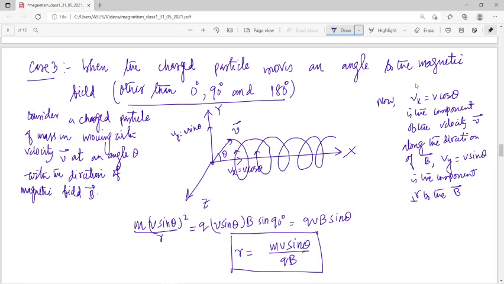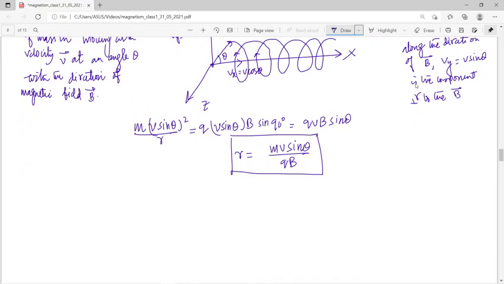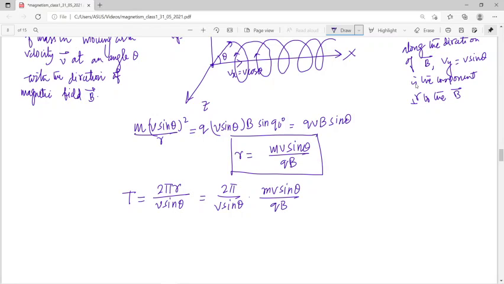In the previous case we found m v by q b, but in this case a sin theta component comes out. The time period is the same thing: 2 pi r by v sin theta. So this is 2 pi by v sin theta, and the value of r is m v sin theta by q b, and this is nothing but 2 pi m by q b. Of course, the same thing: the time period or frequency is independent of the velocity of the charged particle.